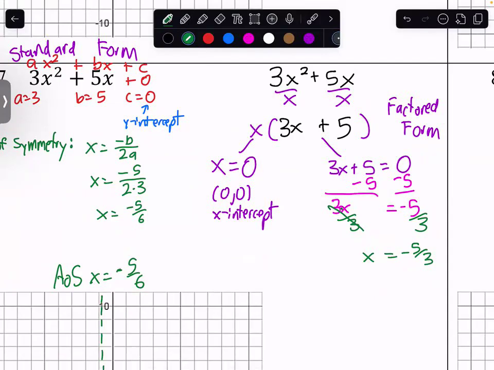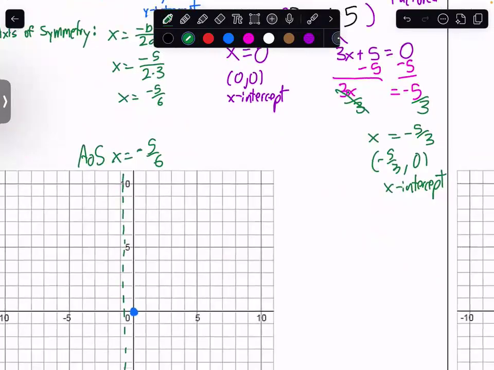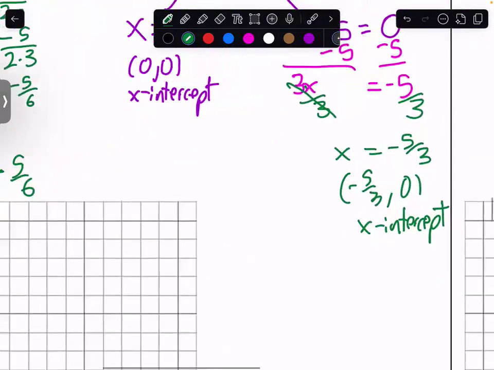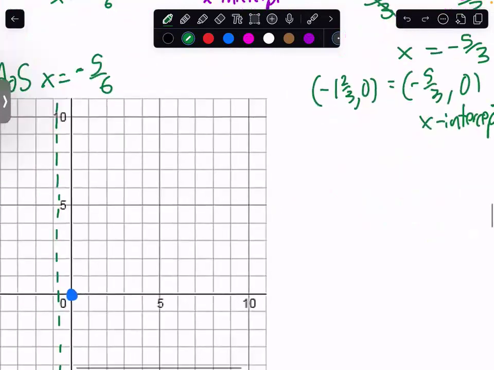So (-5/3, 0) will be another x-intercept. If it helps you, you can convert -5/3 into a mixed number. That would be equal to -1 2/3. So past -1, but not all the way to -2. So somewhere around here.